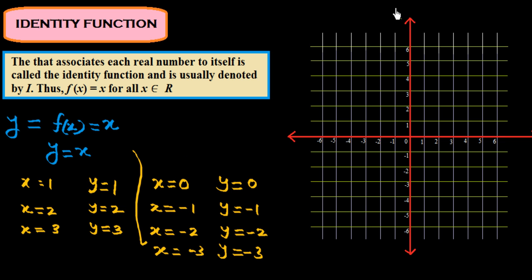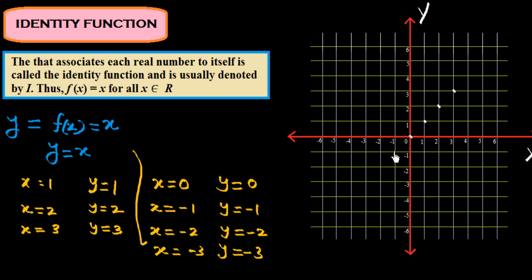These are our x-axis and these are our y-axis, and our origin is here. So I plot x is equal to 0, y is equal to 0 here. X is equal to 1 and y is equal to 1 would be here. X is equal to 2 and y is equal to 2 would be here. X is equal to 3 and y is equal to 3 would be here. This we have plotted here.